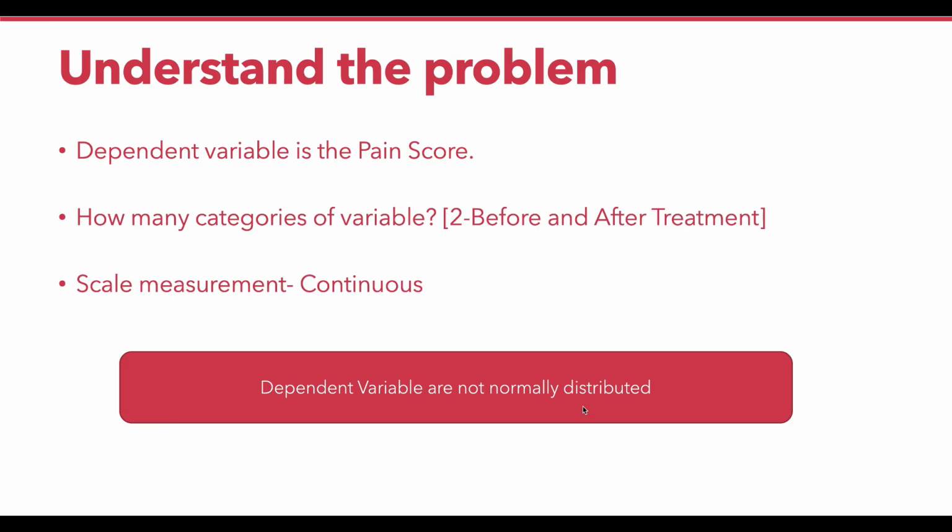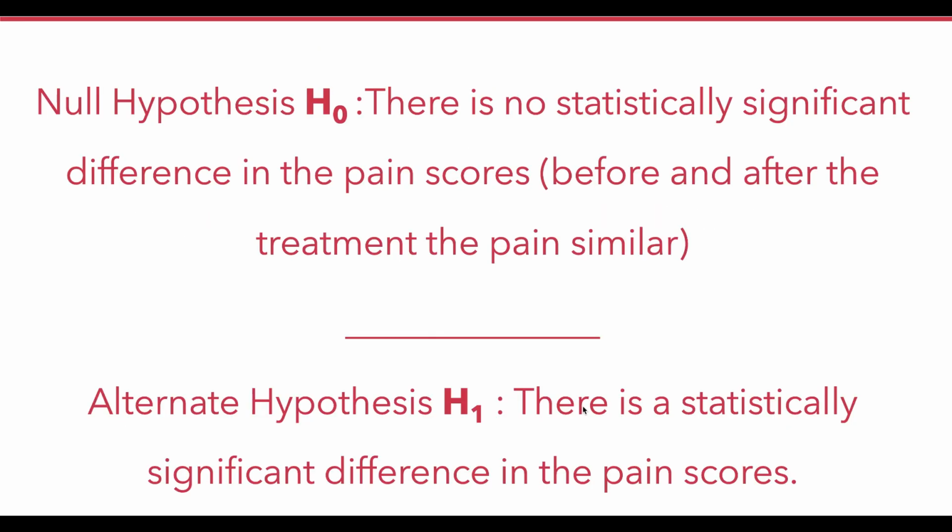Let us understand the problem in a better manner. The dependent variable in this case is the pain scores, and we would have two pain scores, before and after the treatment. How many categories of the variable are there? Two. Again, before the treatment and after the treatment. And the scale of measurement is continuous. Now let us assume that the data is not following normal distribution. Then what would we do? We would apply the Wilcoxon signed rank test. So let us apply this test in SPSS.